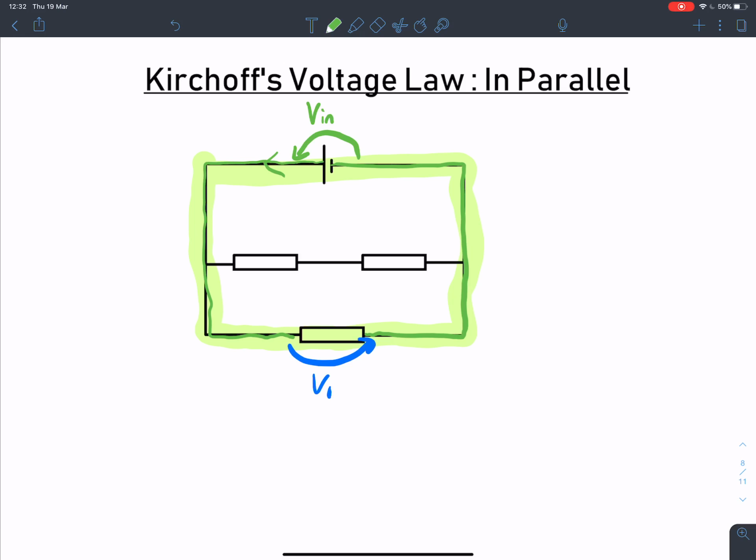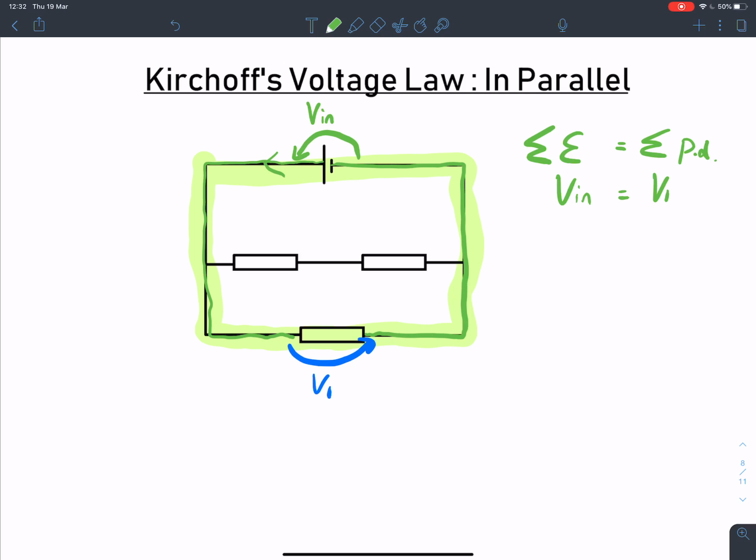So, what does Kirchhoff's law say? It says for this green loop, let's stick with green, the sum of the EMFs equals the sum of the potential differences. So here, what have we got? My EMFs, I've only got the one, which is V in. My potential differences, I've only got the one. So we can say that V1 equals V in.